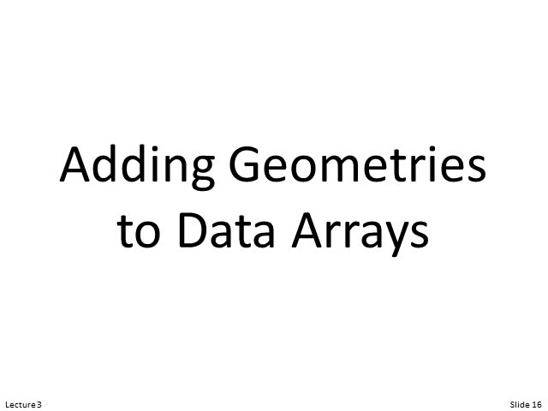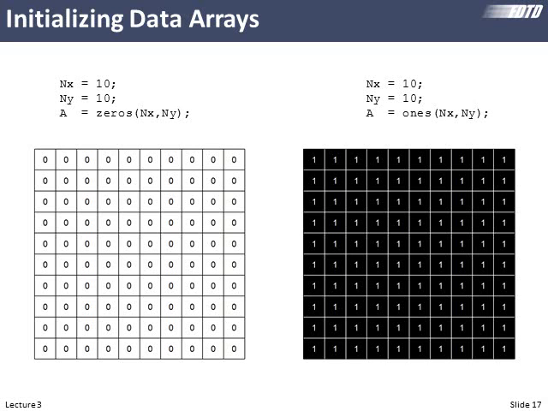On to the meat of this lecture, where we discuss how do we actually get these different geometries on data arrays. Things like circles and squares and triangles. How do we position them? How do we size them? How do we do all this?